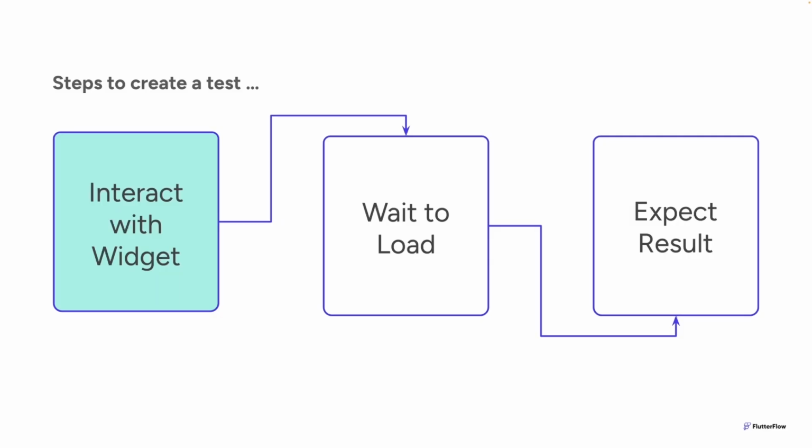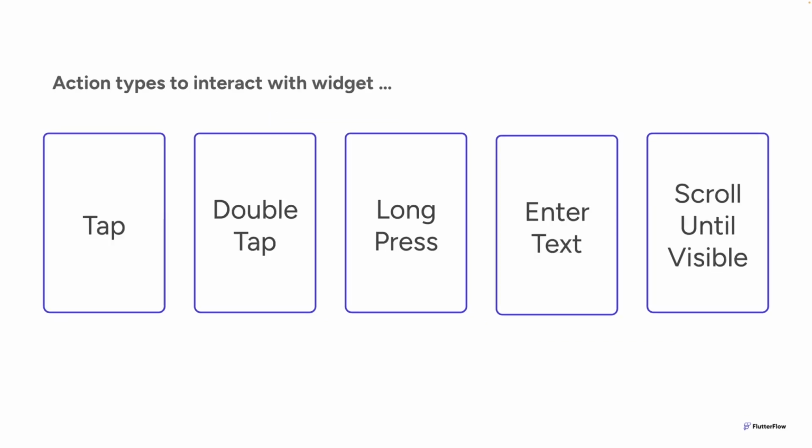When you add this step, you can specify what kind of action type you would like to simulate and on which widget. There are several action types that you can select. For example, you can have the tab, enter a text, or long press, or scroll until visible.